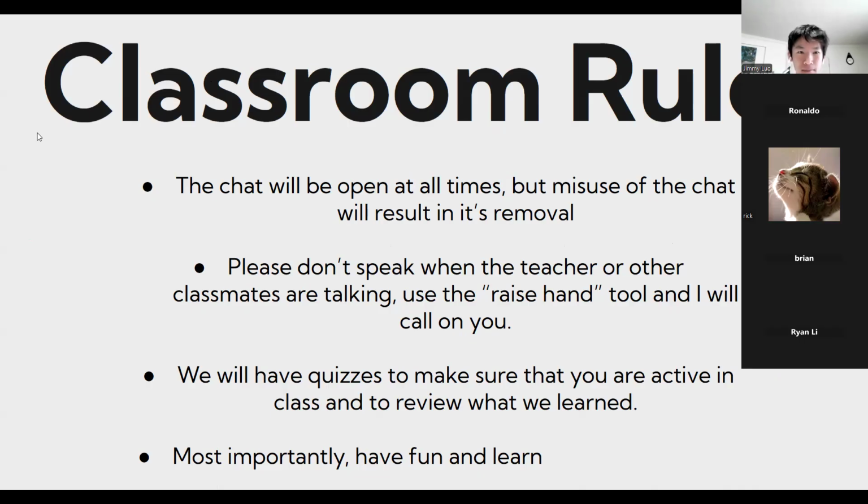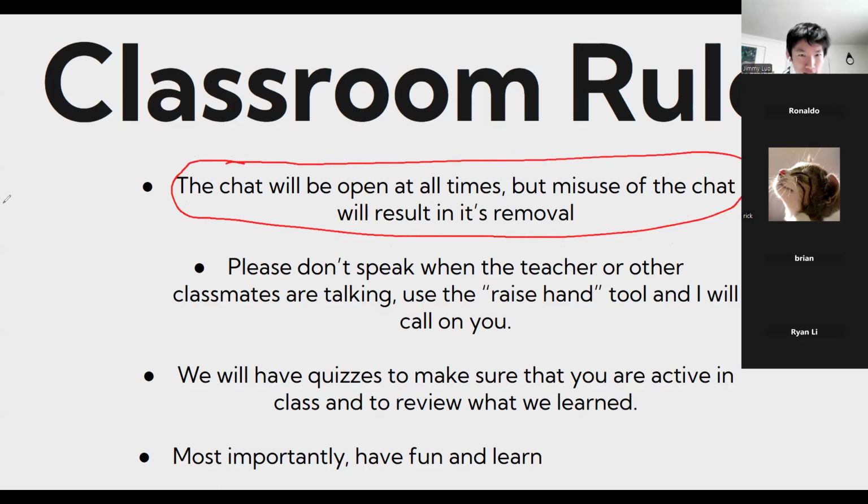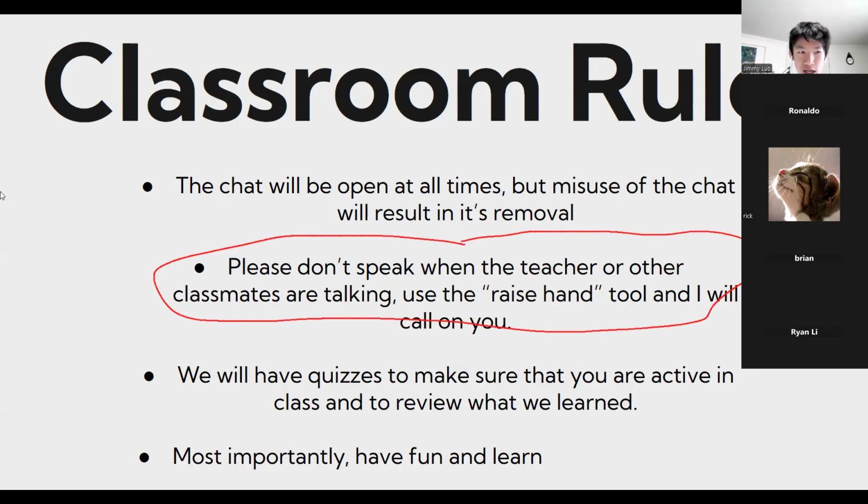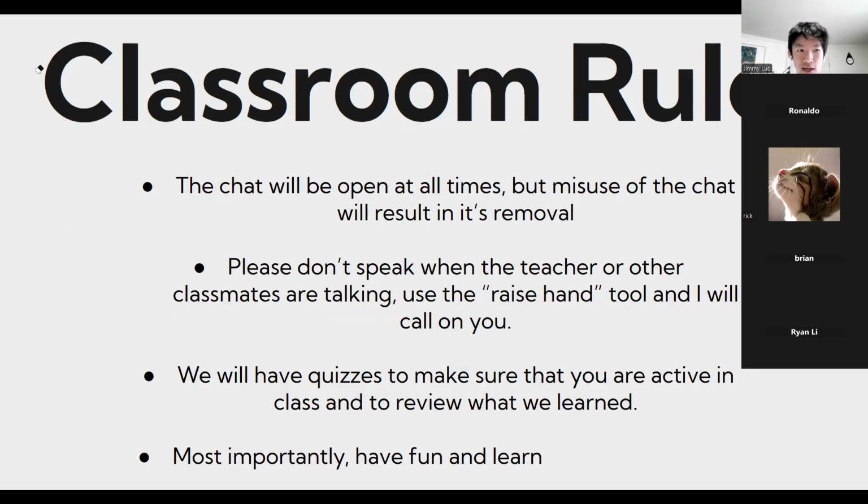The chat will always be open at all times, but if you misuse the chat, it will result in its removal. So don't do anything like spamming, but you can use the chat to ask questions. But I suggest that everyone actually unmute and use their voice to ask questions. If you don't want to, you can always ask questions in the chat. And please don't talk when the teacher or other classmates are talking, and use the raise hand tool, and I will call on you. If you don't know where the raise hand tool is, it should be at the bottom of your screen. It's somewhere around there, so you can find it.